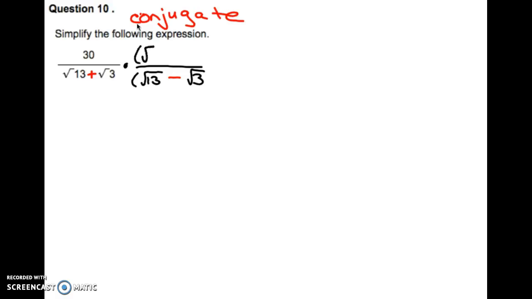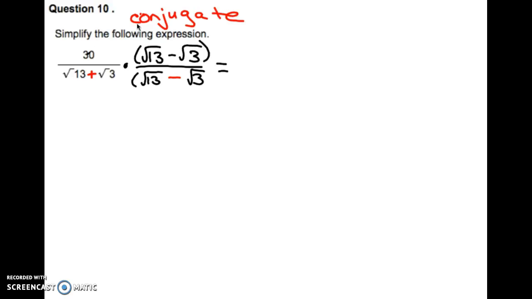Our final problem together involves having square roots in the denominator, so it's not simplified yet. What we need to do is multiply by something called the conjugate. And that happens when we take the denominator how it is, square root of 13 and square root of 3, but we change from a plus to a minus. And then, of course, our rules of math say whatever you do on the bottom, you have to do on the top.